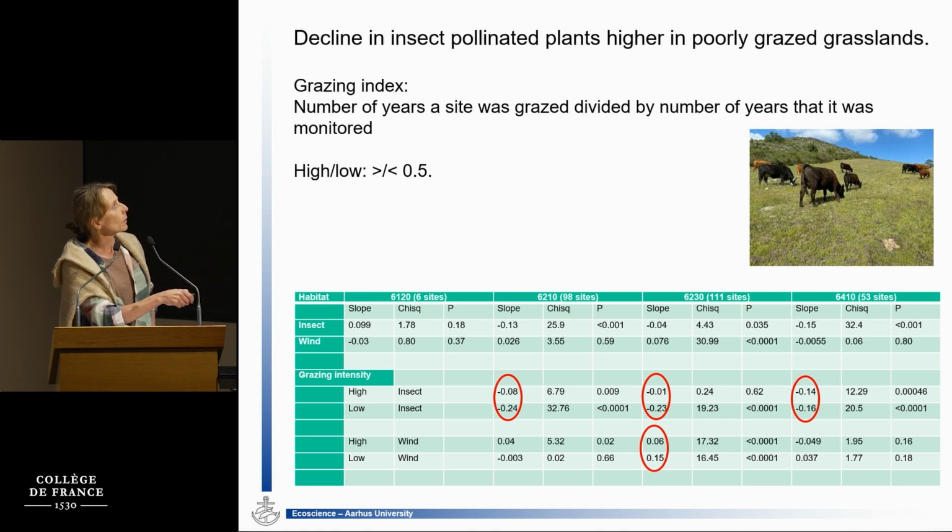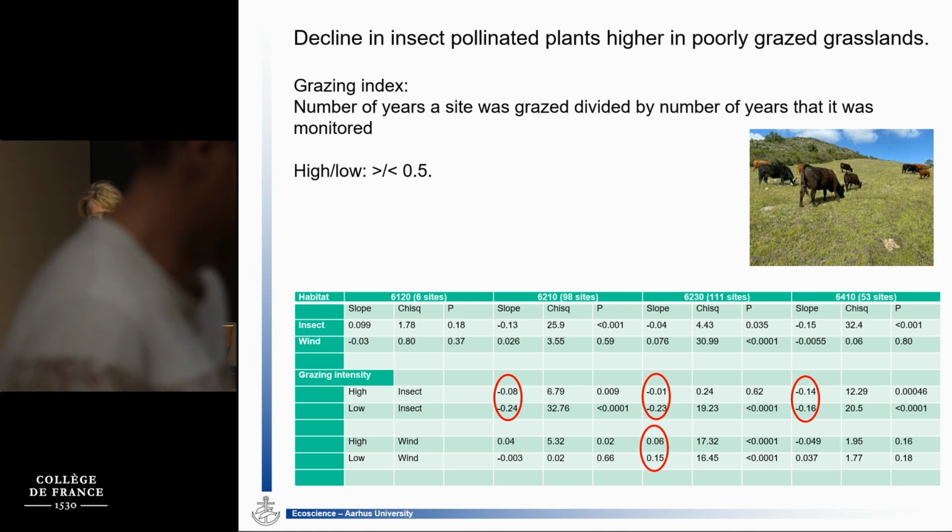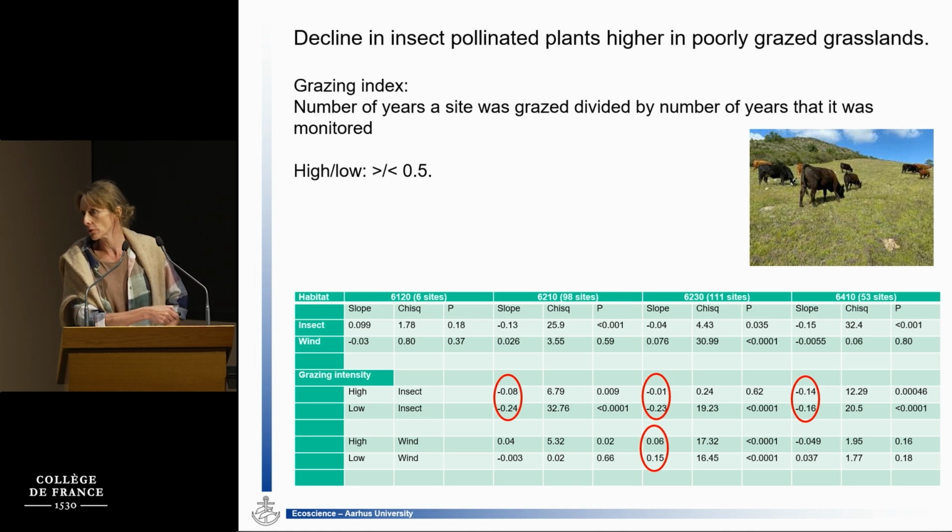These are those that are well managed, high grazed. These are those that were very little grazed. And actually the slope, the decline in the insect-pollinated plants, is highest for those sites that were not managed by grazing. But it was also sometimes decreasing for those that were well managed. So grazing cannot be the only reason for the decline, or at least it doesn't seem likely. And if you look at the wind-pollinated ones, they were actually significantly increasing in this habitat type.